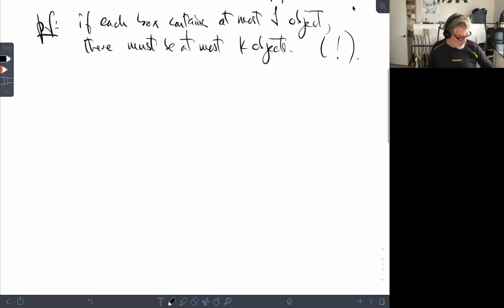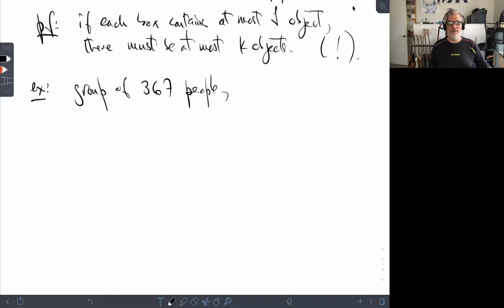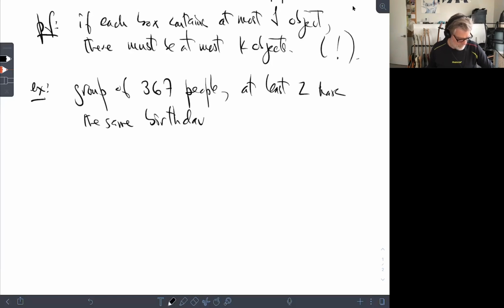Okay, so how do you use this? I'm going to start with some very, very simple-minded examples. I'll move on to some really not simple-minded examples of use of this. So here's one. If you have a group of 367 people, at least 2 have the same birthday. Right? Because, well, why 367? Because there are 366 different possible birthdays, right?